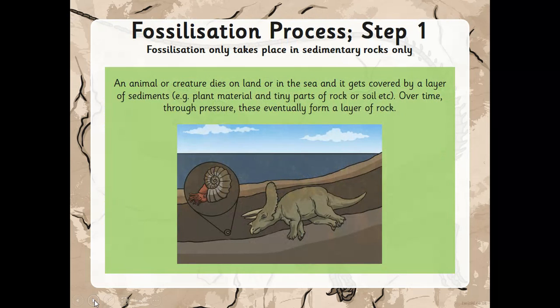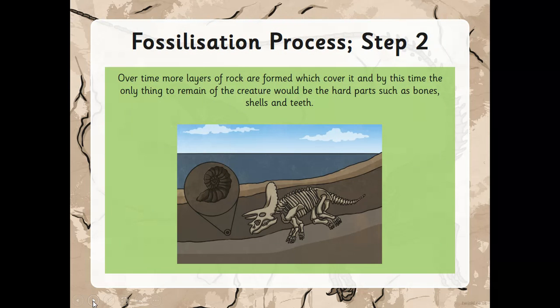Fossilization process. It only takes place in sedimentary rocks only. An animal or creature dies on land or in the sea, and it gets covered by a layer of sediments, which is tiny parts of rock or soil or leaves. Over time, through pressure, these eventually form a layer of rock. So all that forms the rock beside it. Over time, more layers of rock are formed which cover it, and by this time, the only thing to remain of the creature would be the hardened parts such as bones, teeth, and shells. There you go.